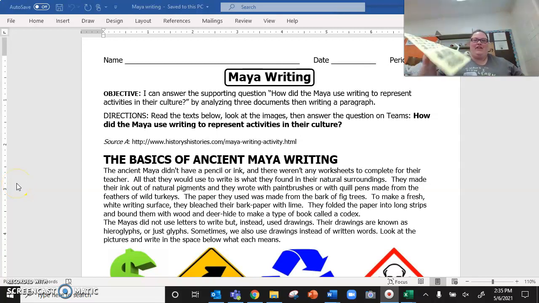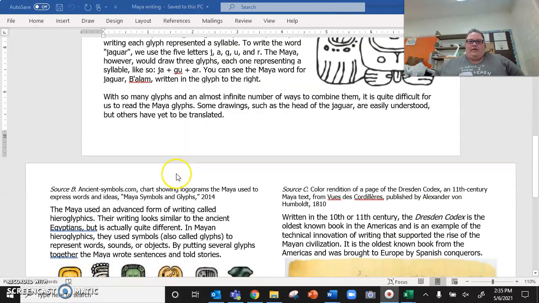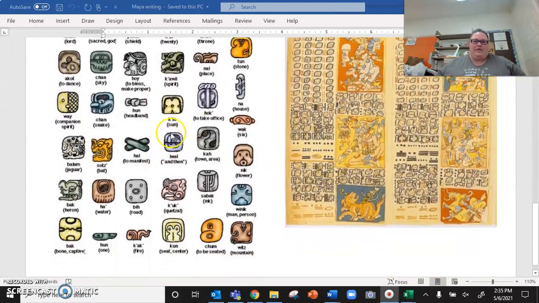Hopefully you already have this yellow paper that says Maya Writing, but if not, I have uploaded it to Teams for you. There we go. Nice and pretty. Ooh, ah, oh, fancy.